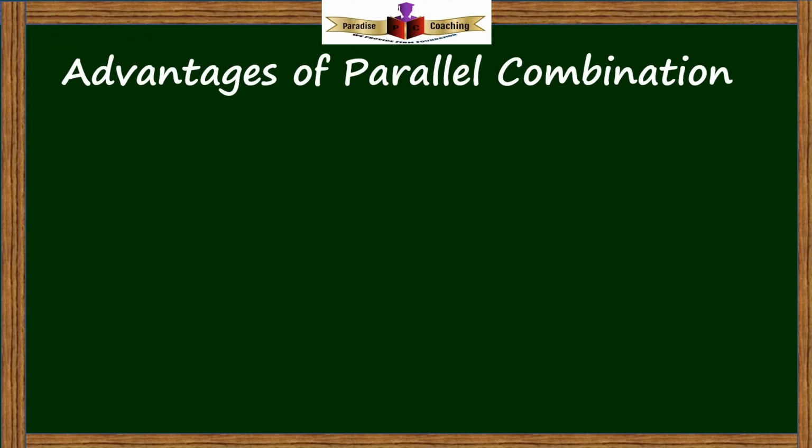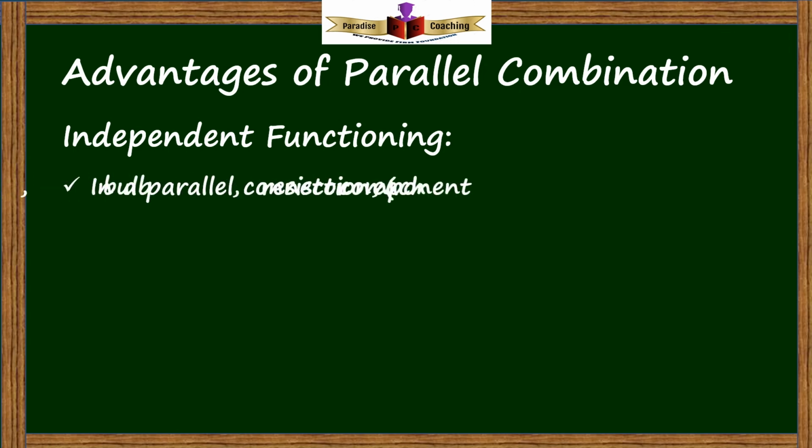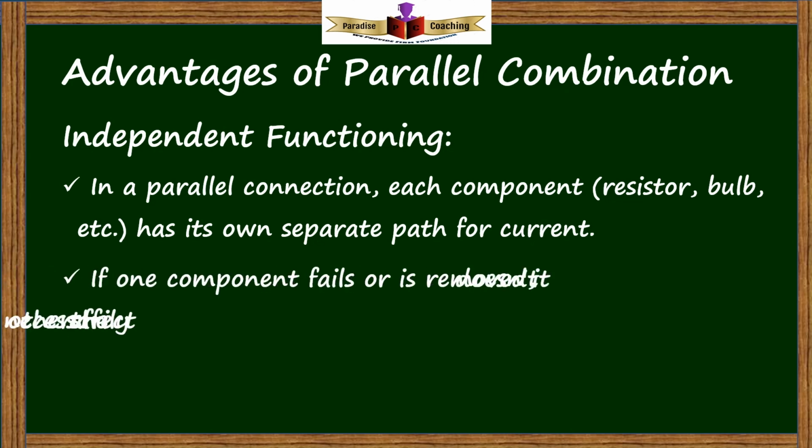Advantages of parallel combination. Independent functioning. In a parallel connection, each component, resistor, bulb, etc., has its own separate path for current. If one component fails or is removed, it doesn't necessarily affect the others.